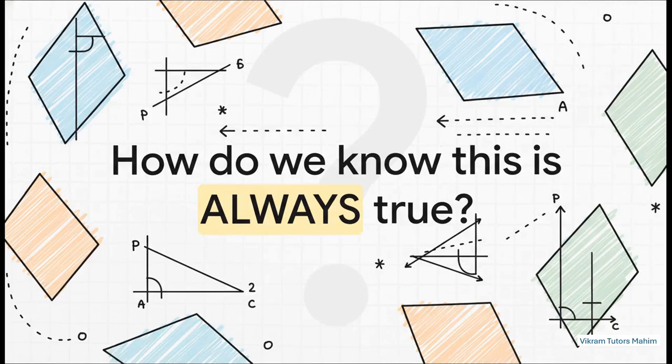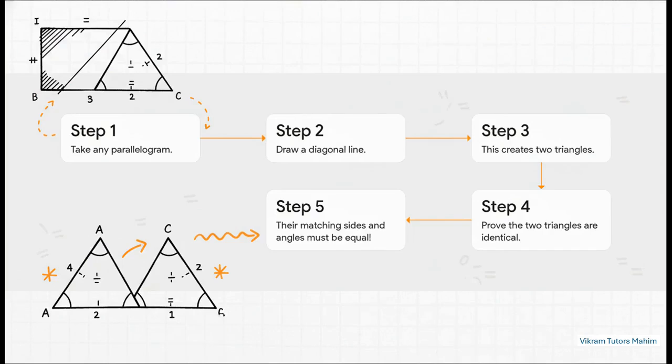But that's a fair question, isn't it? How can we be so sure that every single parallelogram in the entire universe, no matter how big or small or tilted it is, is going to have these exact same properties? Well, the answer is in the beauty of a geometric proof. See, the whole secret is in the triangles. If you just draw a line, a diagonal, slicing that parallelogram in half, you get two triangles. And the key is, you can prove those two triangles are completely identical.